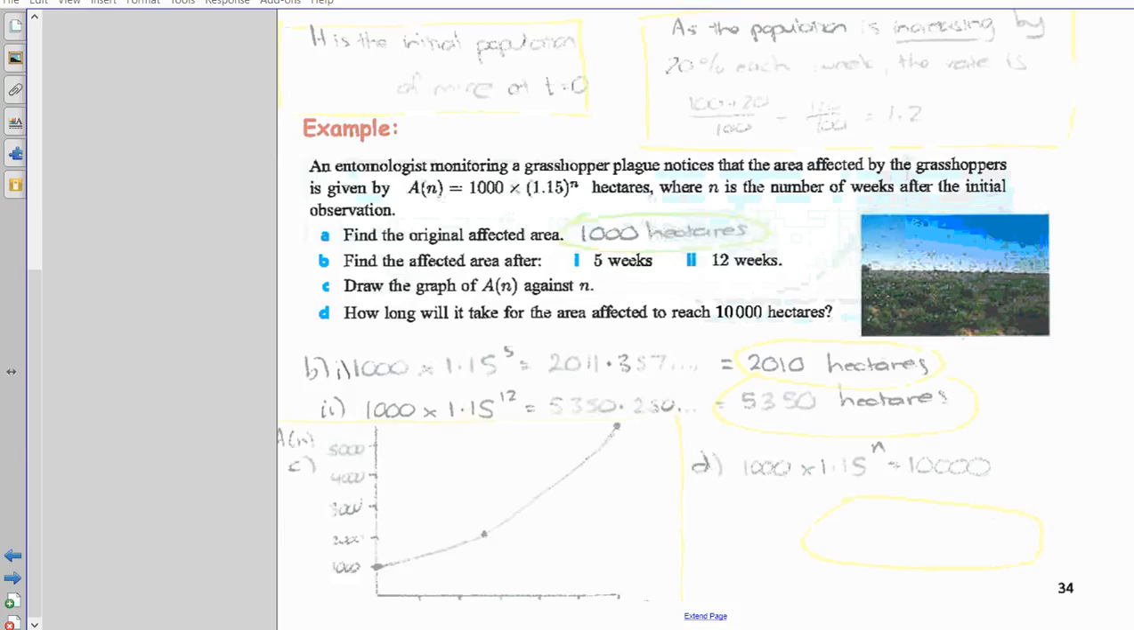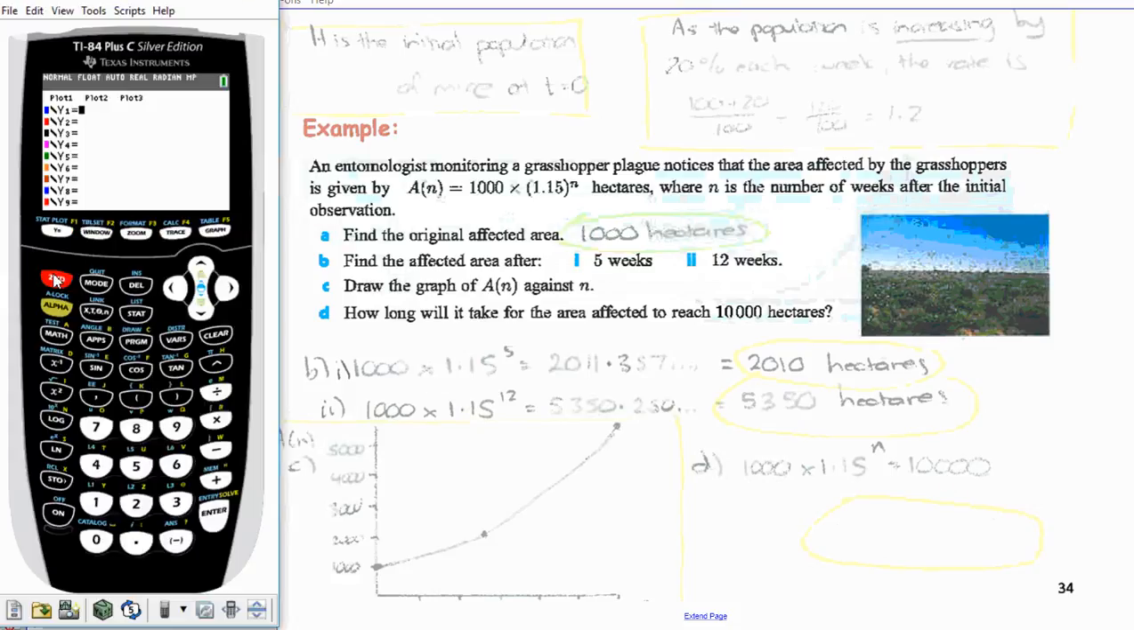So what they expect you to do is graph. Go to y equals, plug in your function, 1,000 times 1.15 to the power of x. And then also plug in this graph, y equals 10,000, and graph it. And you probably can't see anything. That's because your window is set so that your y value has to be higher than 10,000. It has to be higher than that.